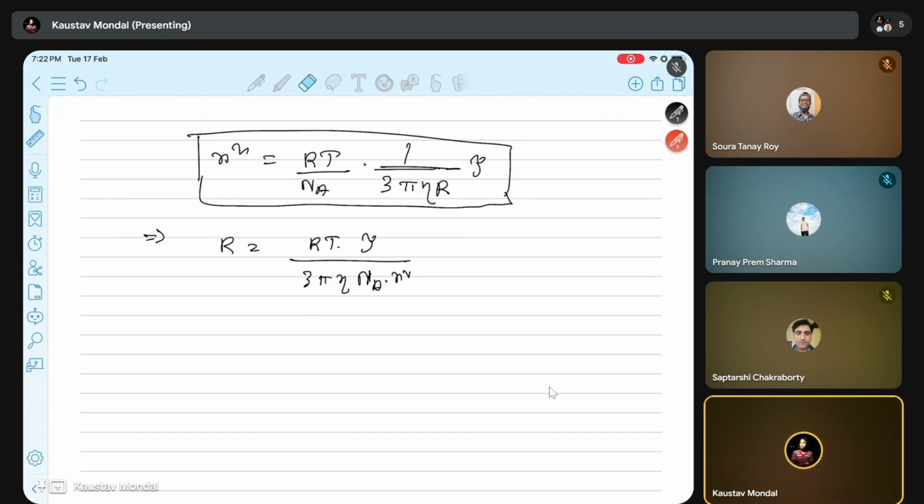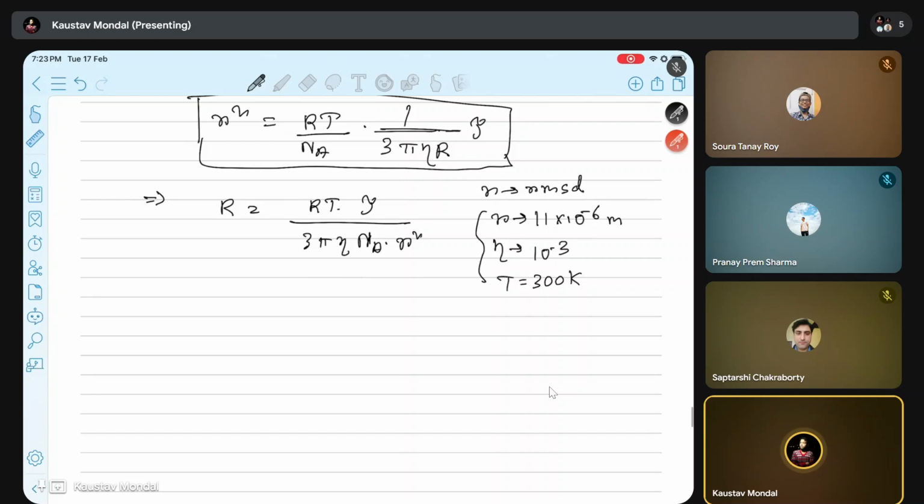Yeah. So here r square, where r is the RMS, that is the root mean square displacement. So r is given by 11 micrometer, and 1 micrometer is 10 to the power minus 6 meter, right? So 11 into 10 to the power minus 6 meter, eta is 10 to the power minus 3, T is 300 Kelvin. Just substitute all of this here.